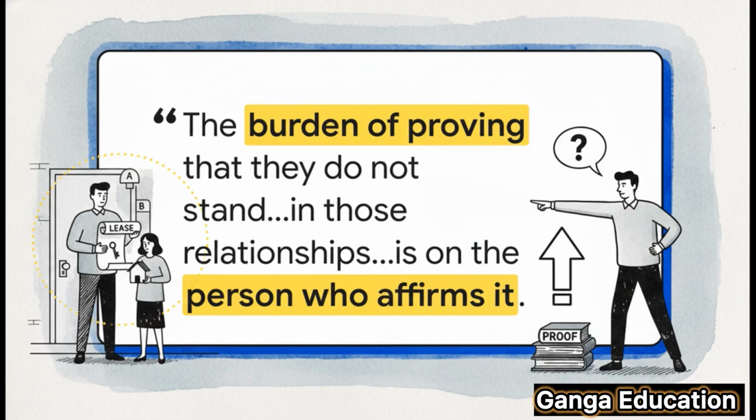Phew! So what does all that legal language actually mean? Well, in simple terms, it means if you prove that A and B were landlord and tenant, the law presumes they still are. If B suddenly claims, hey, that relationship is over, then it's on B to prove it.